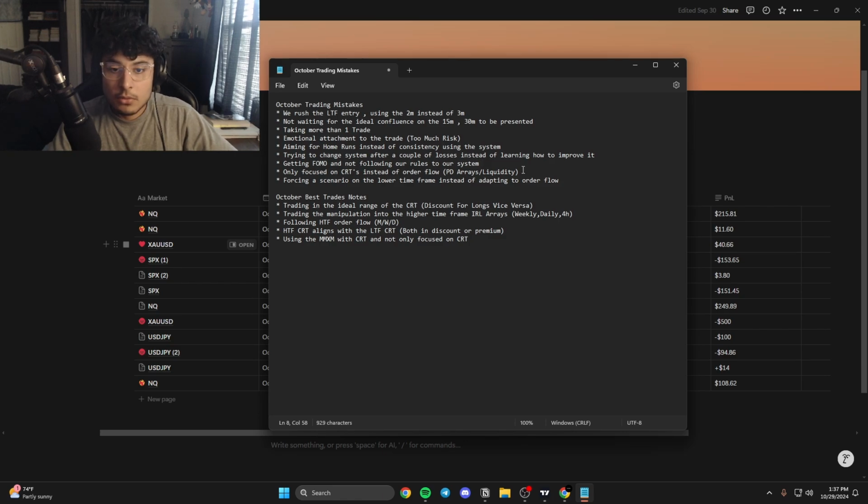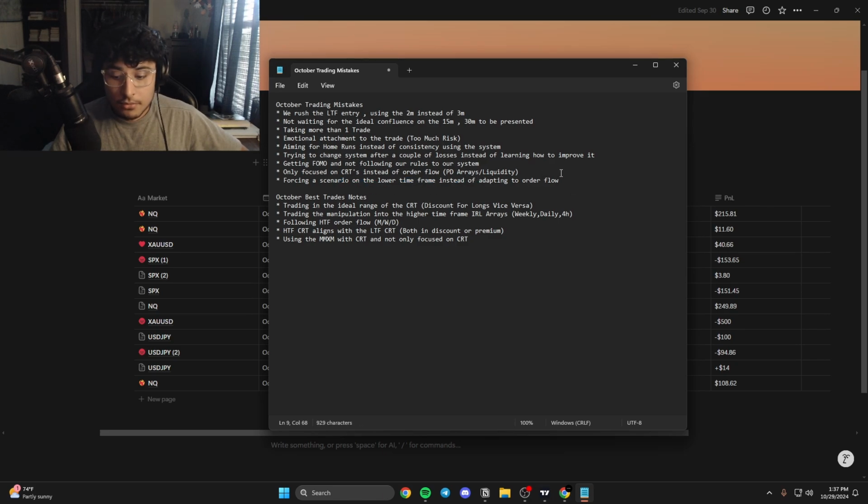So again, follow the order flow, combining everything together instead of just looking for CRTs. That's something I've been trying to fall back upon. Follow the order flow, and then the CRT is just a little added confluence to give the trade more of an understanding of why it's higher probability. So use the PD arrays and the liquidity, external to internal liquidity, instead of forcing a scenario on the lower time frame and not adapting to order flow.